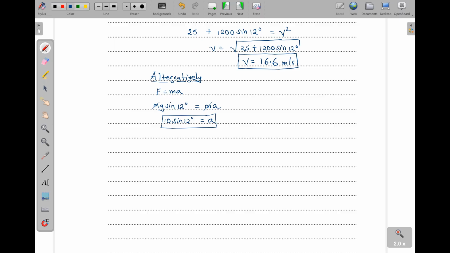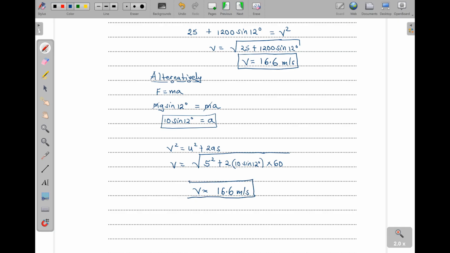Now after getting the acceleration, I can use v squared is equal to u squared plus 2as. So that means my v is going to be equal to the square root of u, which is 5, squared, plus 2 times the a, which is 10 sine of 12, times the distance traveled, which is 60. Do you see that this is 20 times 60, which gives you 1200? So it's the same thing that we had before. So the velocity is going to be 16.6 meters per second.